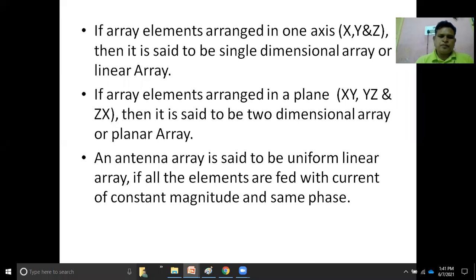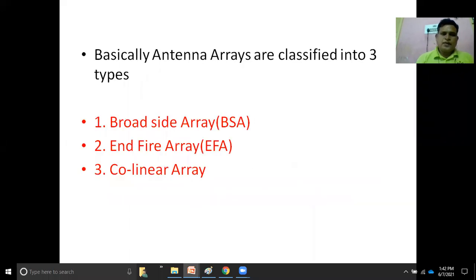Here an antenna array is said to be a uniform linear array. It is uniform and also linear. It means that all the elements are fed with current of constant magnitude and the same phase. This type of array is called a uniform linear array. These arrays are broadly classified into two types: broadside array or end-fire array.